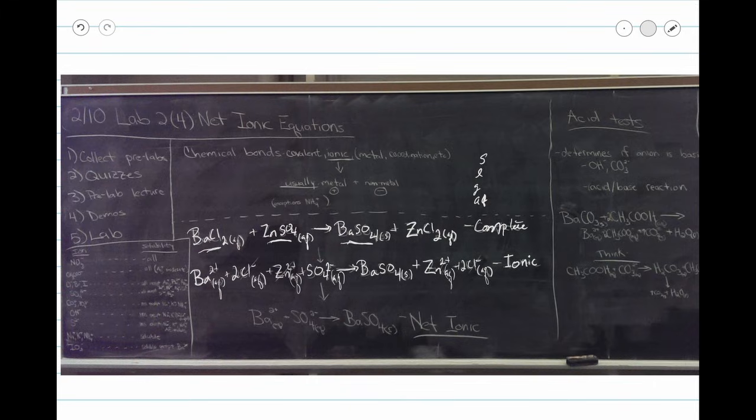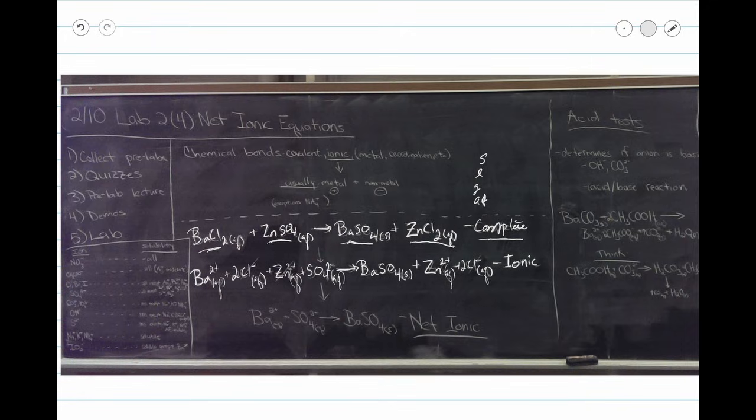This equation here is called a complete equation because it shows everything, and it shows them all as neutral compounds rather than their constituent ions. Also, the zinc chloride is aqueous. I think I forgot to say that.